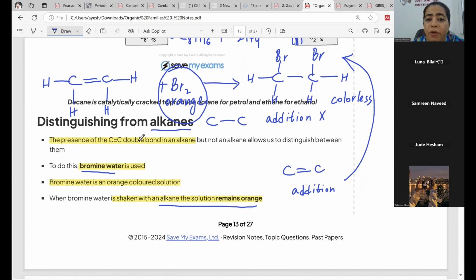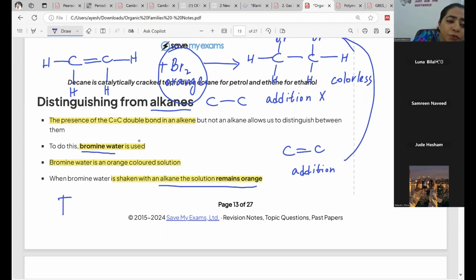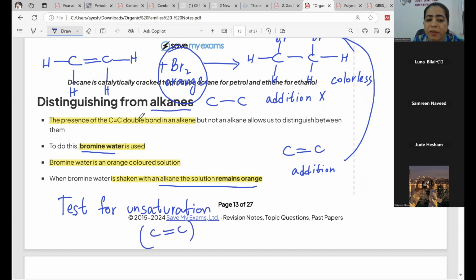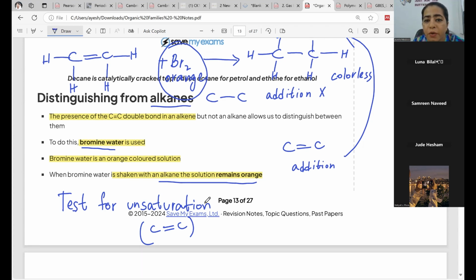So this is one of the tests to see the presence of a carbon-carbon double bond. Because a carbon-carbon double bond is also called unsaturated, this is basically a test for unsaturation. In the exam, it can ask you to explain a test for unsaturation. Unsaturation means presence of a carbon-carbon double bond. So you can say that to check the presence of a double bond, or to see unsaturation, we can add bromine water. If the bromine color changes from orange to colorless, there is unsaturation, there is a double bond present. Otherwise, there is a single bond. So like this, we can do this test.